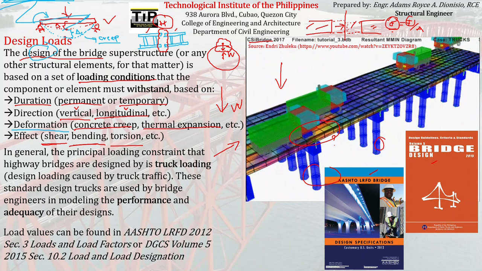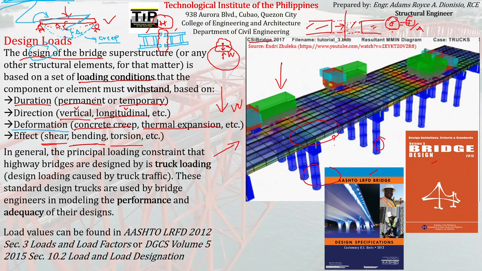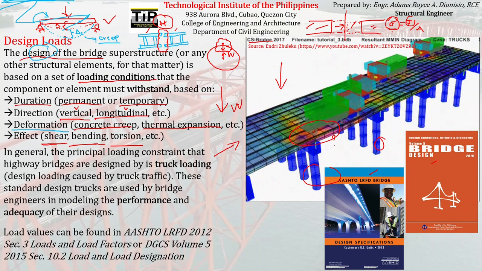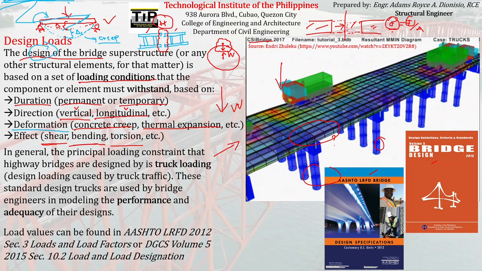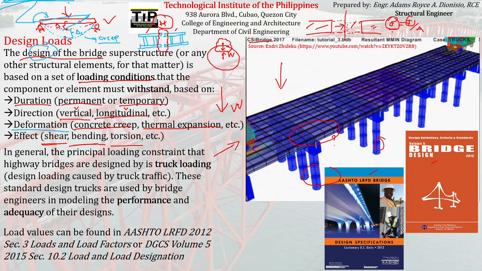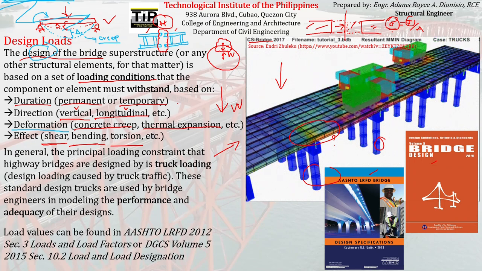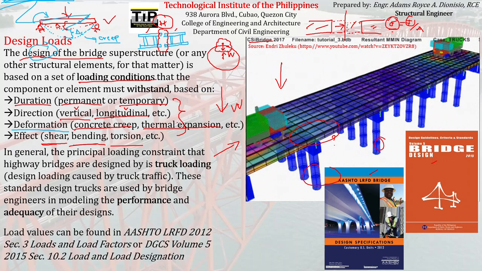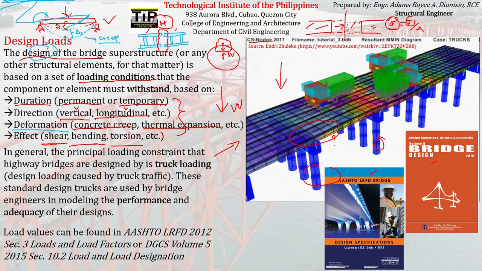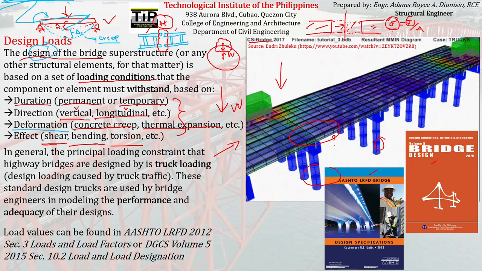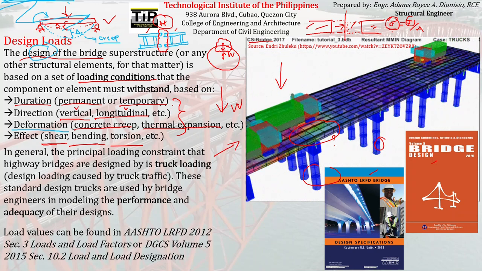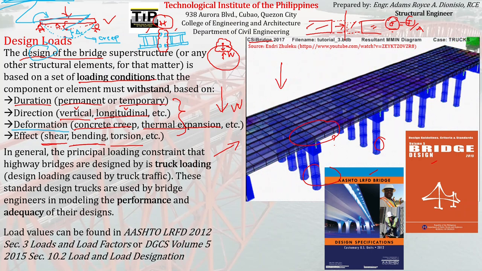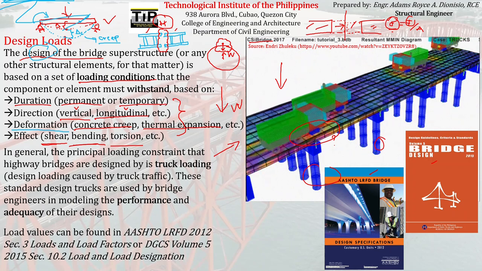So yan yung mga basis usually ng mga loading conditions that we anticipate, that we expect whenever we design bridges. So ang goal natin whenever we design is kumbaga to proportion the element or the component of our structure in such a way na mare-resist nila tong lahat ng to. Mare-resist nila yung mga yan. That is usually the goal of designing. You are proportioning a particular part of a whole structure in such a way that it can resist permanent or temporary loads, vertical, longitudinal, concrete creep, thermal expansion, shear, bending, torsion, etc.